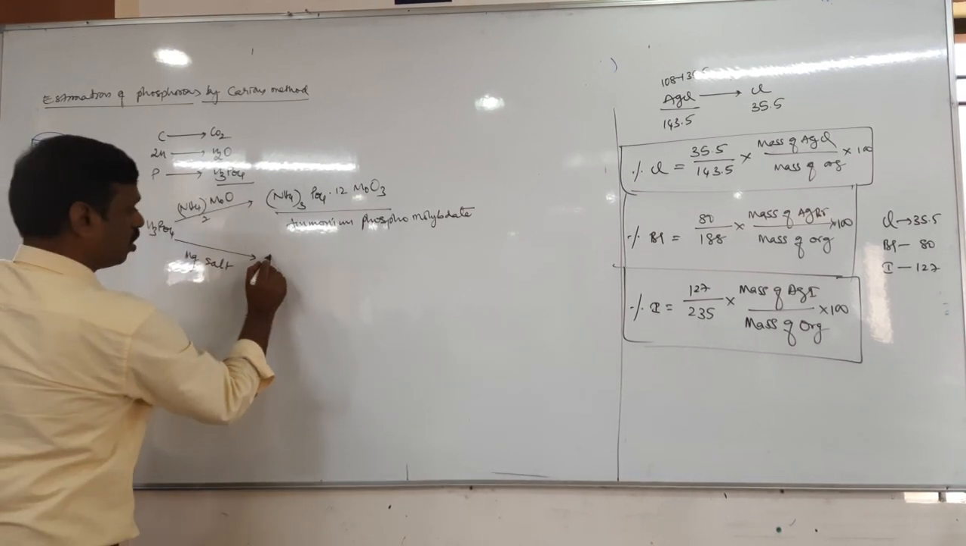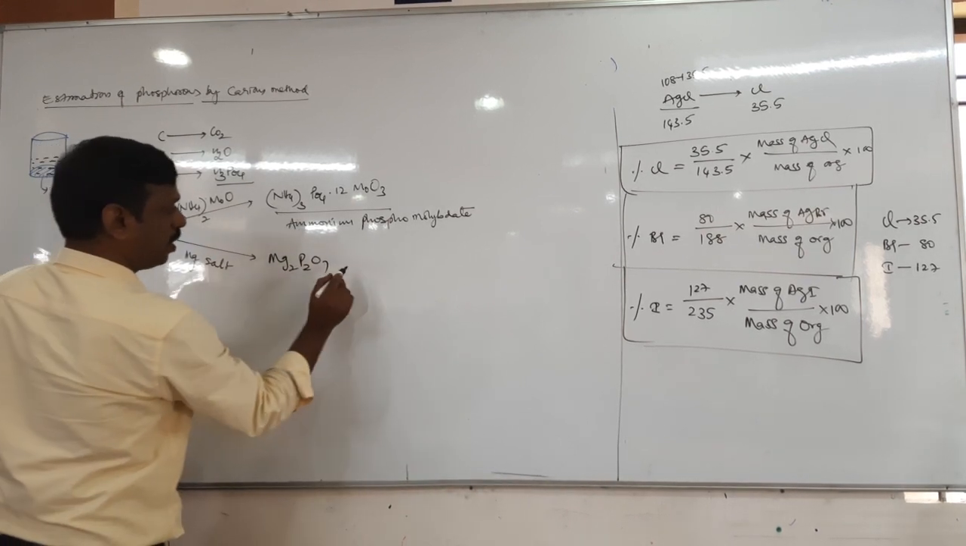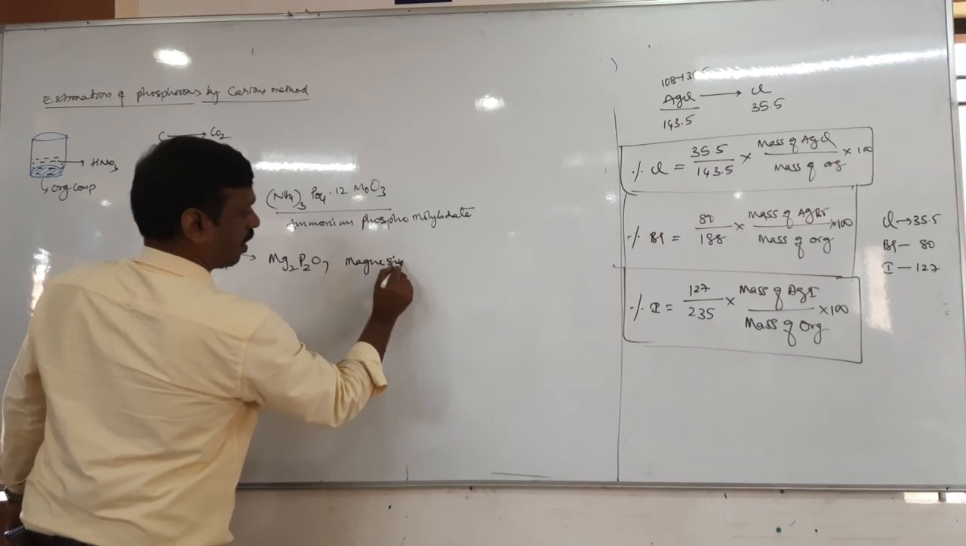It gives Mg2P2O7. It is a white PPT which is called magnesium pyrophosphate.